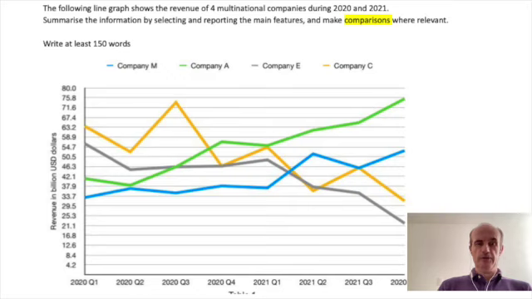So in our case, it is a line graph, and it shows the revenue of 4 international companies during the years 2020 and 2021, and the information is measured in billion US dollars. Okay, so these are the main features that you want to mention in your introduction. Now let's take a look at an example of my introduction.